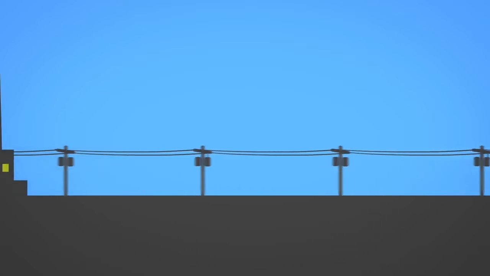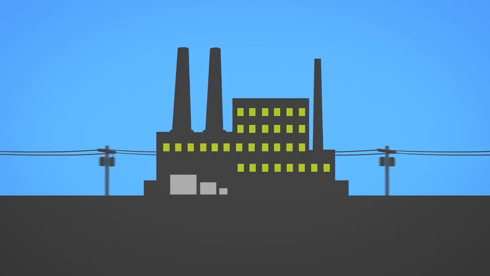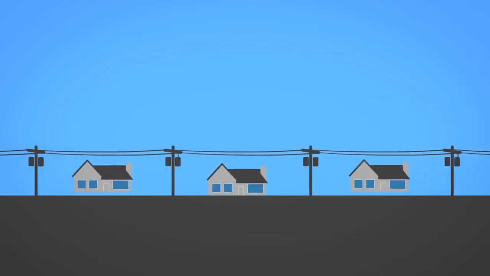electricity to consumers. The electrical grid provides electricity to various consumers with varying needs. For instance, industrial consumers are large facilities like manufacturing plants. Commercial consumers are office buildings or high-rise towers, and residential consumers are individual homes.